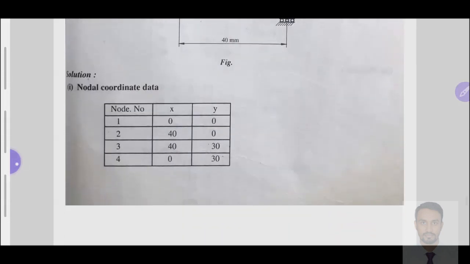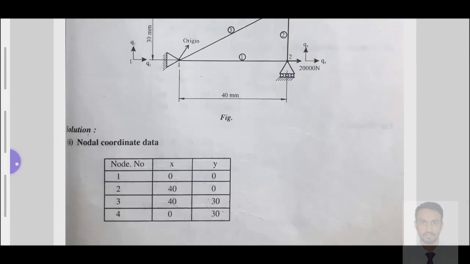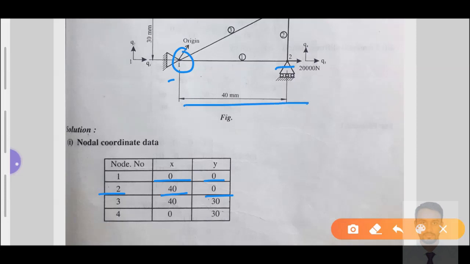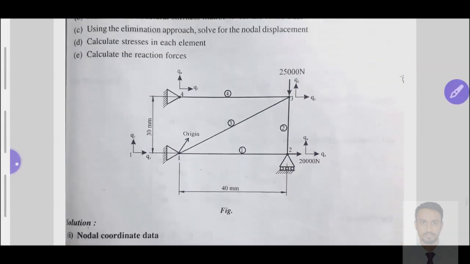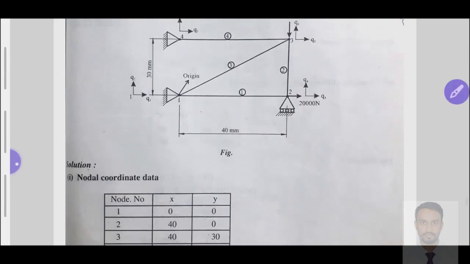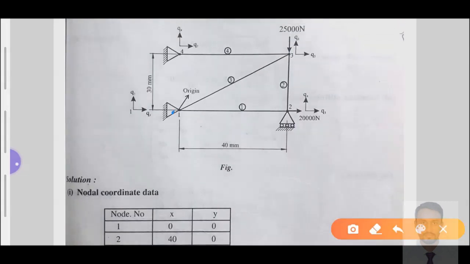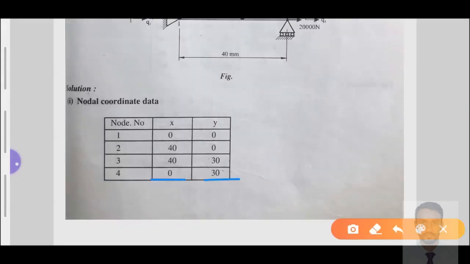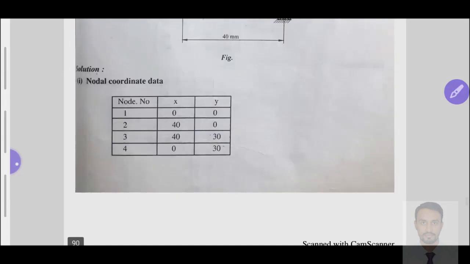Then next we need to represent the nodal coordinate data as I have discussed. Here node number 1 lies at x value 0, y value 0. And node 2 is at 40, 0. Then node number 3 lies here: x value is 40, y value is 30. And node number 4 has x is 0, y is 30. So this is the nodal coordinate data we have taken.